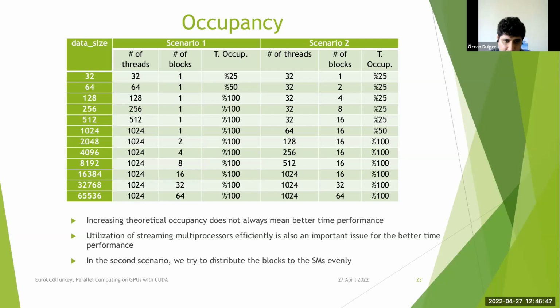multiprocessors are idle. This is not an efficient approach. This is not an expected way. But in scenario 2, we have 16 blocks, so each block is assigned to each SMX, each streaming multiprocessor, efficiently. So all of the streaming multiprocessors are busy in the second scenario. So this is an important issue.